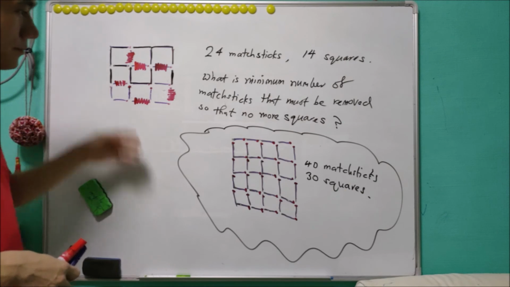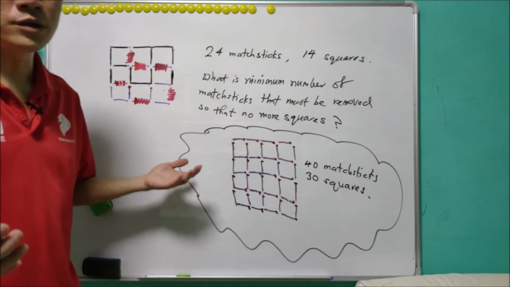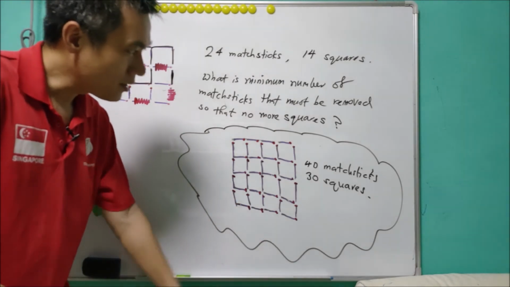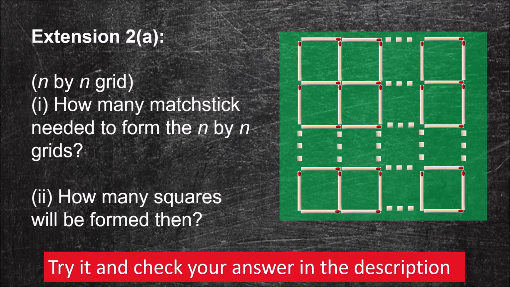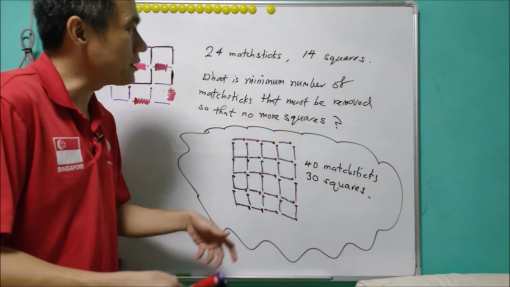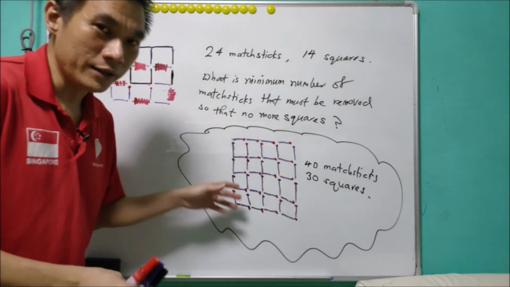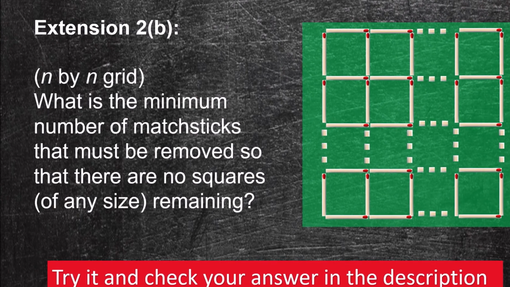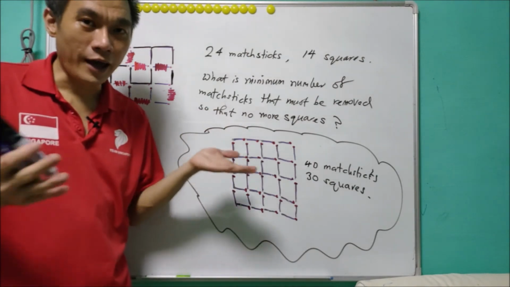We start with 3 by 3, then extend to 4 by 4, and in general, we can ask what happens for n by n. So we can ask a very simple question. If it's an n by n grid, how many matchsticks will we have? And how many squares will we form? Lastly, what is the minimum number of matchsticks that must be removed so that there are no more squares in the n by n grid? I'll give some of the answers in the description. Please try it and check it after that.